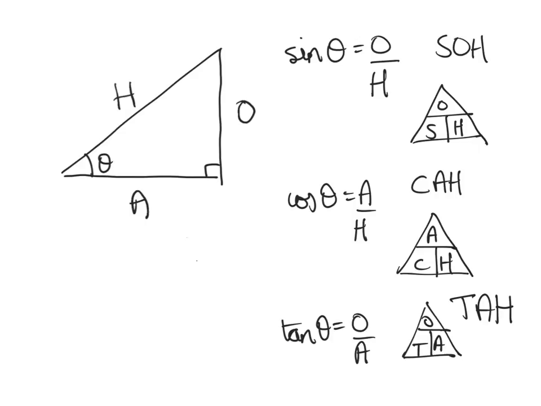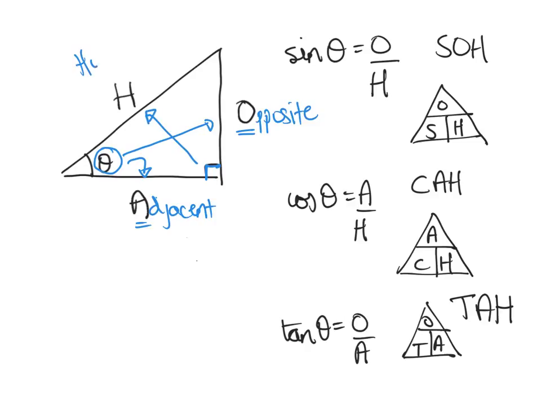Now, in any triangle where you have a right angle like this one here, and you have a reference angle, remember which side is which. Straight across from the reference angle is the opposite side, which we abbreviate to O. Right next to the reference angle is the adjacent side, which we abbreviate to just A, and opposite the right angle is the hypotenuse, which we usually abbreviate to H.